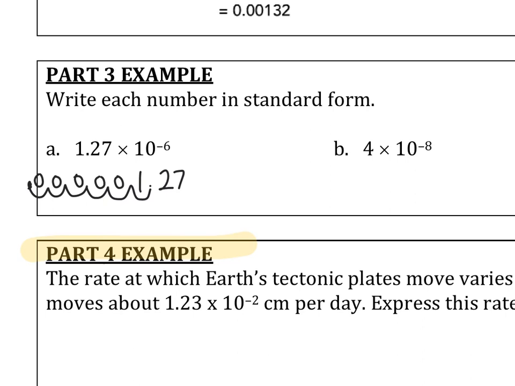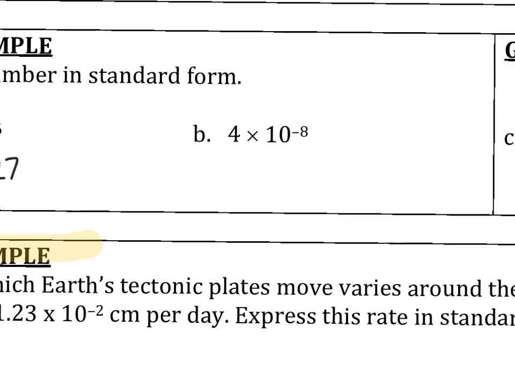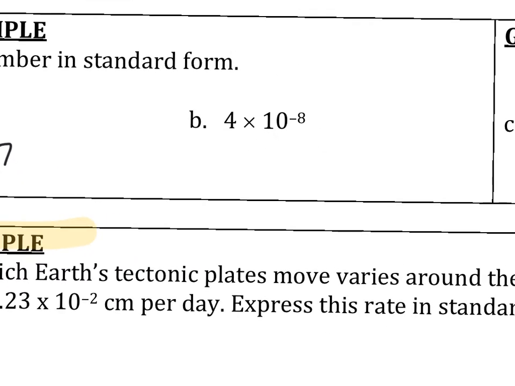I'm going to do B. If you want to pause the video and try it on your own first, feel free. So 4 times 10 to the negative eighth. Note that currently 4 is really the same as 4.0, right? You can think of it as 4.0. And the decimal point's after the 4.